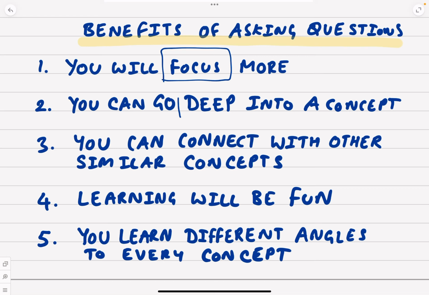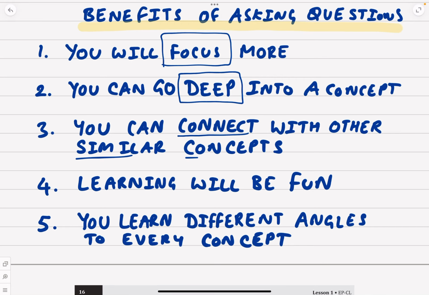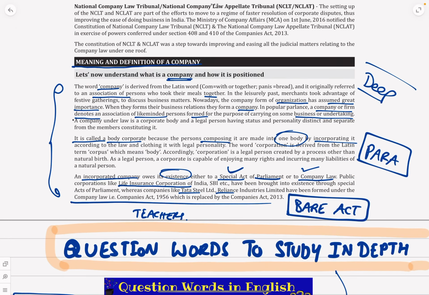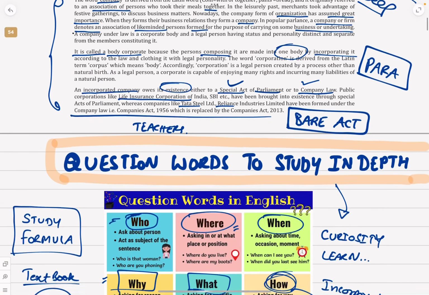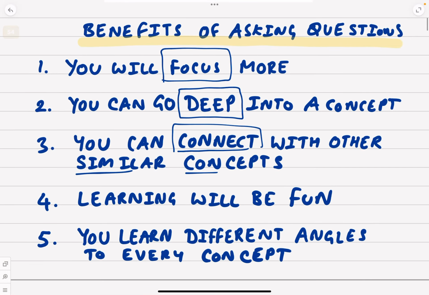Second, most importantly, you can go deep into any concept because you want to know more, because you're asking these questions: who, where, when, why, what, how, which. So you're asking questions which help you go deeper and you want to learn more. Then you can connect with other similar concepts. So when you are studying, for example, company, you can always connect it to, okay, how is an LLP incorporated? What is an LLP? How did we get the concept of LLP? So like that you will be able to connect with other similar concepts if you use the formula of question words.